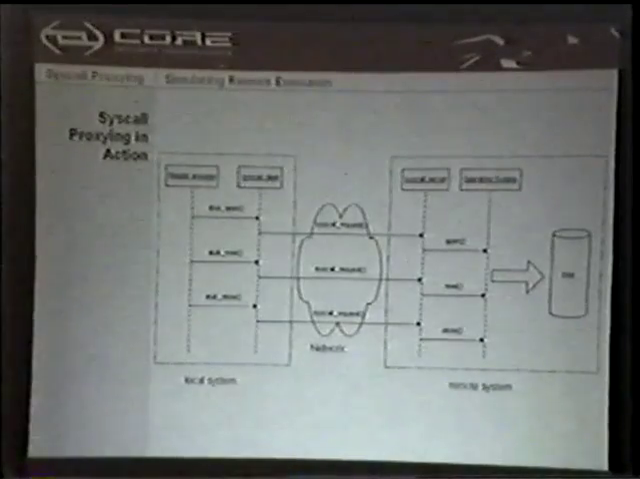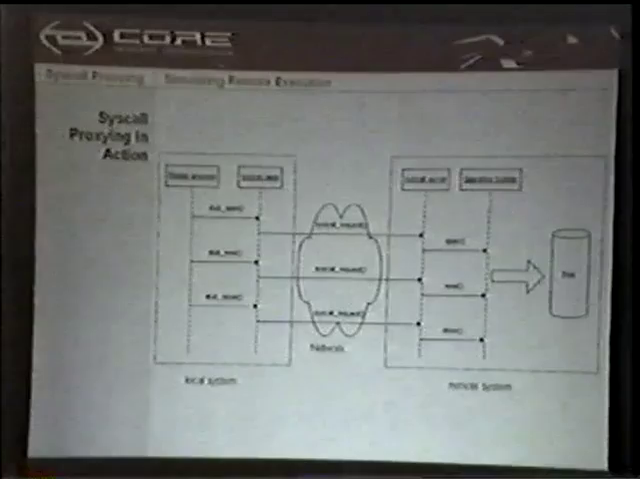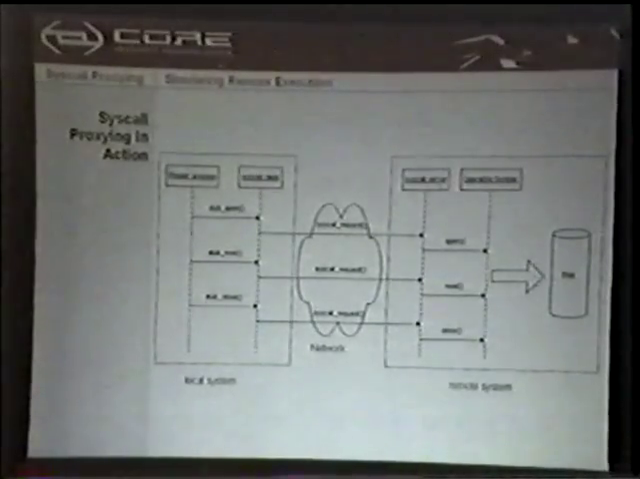The Syscall client stub will build a request, but this time it will send the request through the network. And the Syscall server will process the request, create a response, and send it back through the network. Now what has happened?